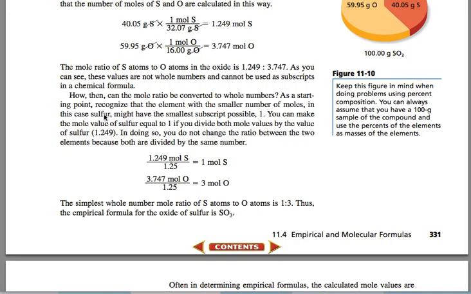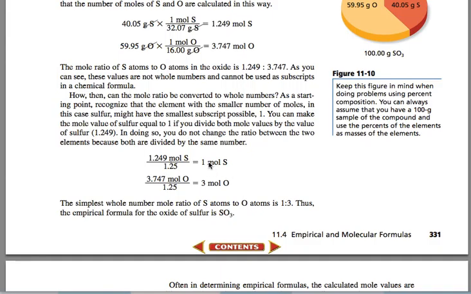As a starting point, recognize that the element with the smaller number of moles, in this case sulfur, might have the smallest subscript possible, 1. You can make the mole value of sulfur equal to 1 if you divide both mole values by the value of sulfur. So I want to change this to be a 1, right? So I'm going to divide this by itself. It equals 1. But what I do to the moles of sulfur, I have to do to the moles of oxygen. So I'm going to divide the moles of oxygen by the moles of sulfur, and I end up with 3 moles of oxygen.